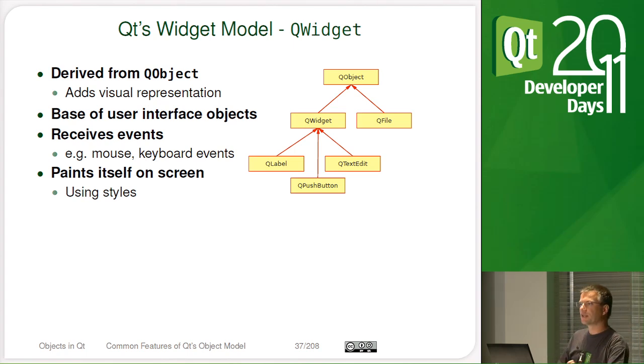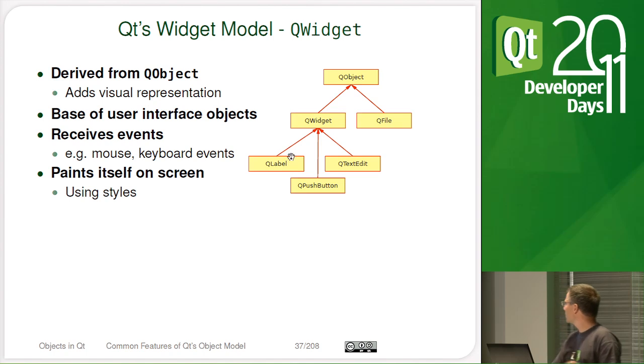So let's take a look at QWidget. What does a QWidget have to do with a QObject? And the answer is it's derived from QObject. So QWidget inherits everything from QObject, and it adds some visual representation on top of your QObject. QWidget is the base class for all your widget-based UIs, and QWidget handles all the input events like mouse events and keyboard events. And of course, it will also implement the paint functionality.